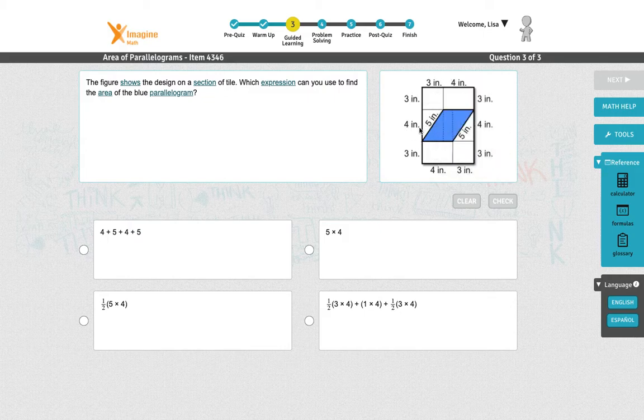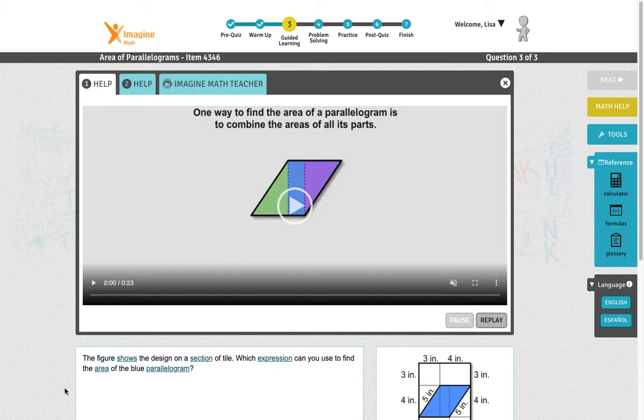So really what I'm doing to find that area is just 4 times 4, okay? But because that's not the option it's giving me, I'm probably going to need to look at something else in a different way. So I'm going to go to Math Help, and I'm going to watch the video.